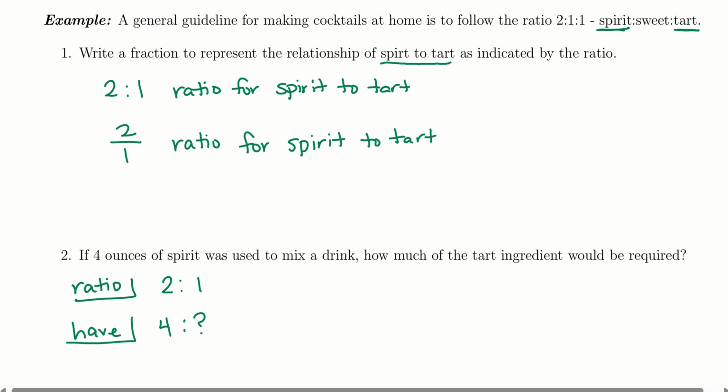Well, if my ratio is 2 to 1 and I have 4 ounces of spirit to use, notice that I multiply by 2 to go from my ratio to what I have. So I want to follow that same process here and multiply the ratio for tart by 2 to figure out what I need to use. And in this case, 1 times 2 means I would need to use 2 ounces of the tart ingredient if I use 4 ounces of spirit in the mix.